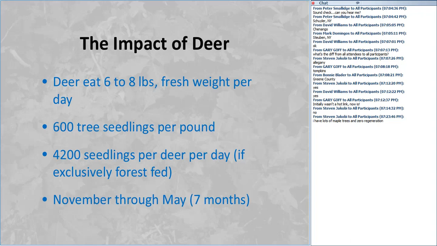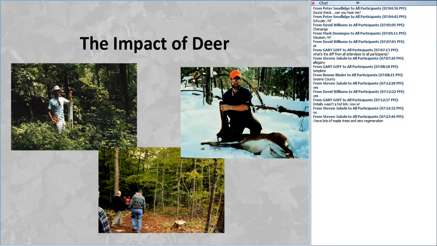So this is problematic, and if you multiply that out over a 7-month time period, we'll assume that the farmers are feeding the deer through the generosity of hay and corn and soybeans during the growing season, but for 7 months out of the year, these deer may be relying on those seedlings, and so an individual deer can consume something on the order of 750,000 seedlings each year. If you had one deer on a landscape, that wouldn't be a problem, but if you have 40 deer per square mile or 80 deer per square mile, deer are a huge impact on the forest.